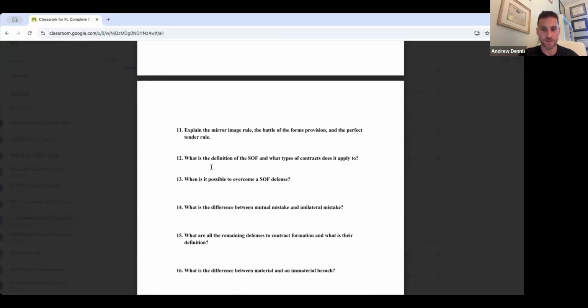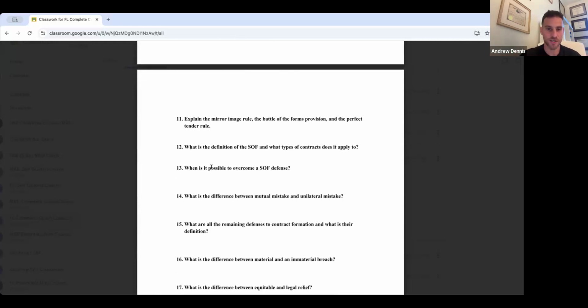Statute of frauds: what types of contracts does it apply to? Remember MLEGS: contracts for marriage, contracts that cannot be completed within a year, contracts for land, executorships, goods over $500, and suretyships. And then when is it possible to overcome a statute of frauds defense? We consider the mnemonic SWAPP: specially manufactured goods, written confirmatory memo, admission in court, promissory estoppel, and partial performance.